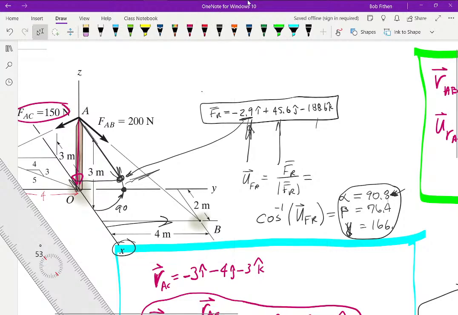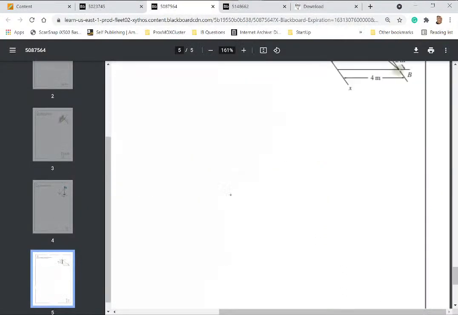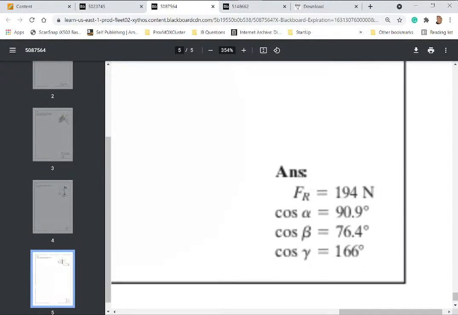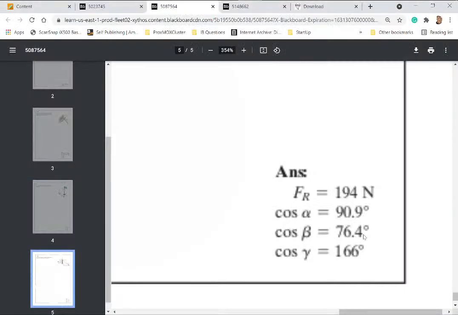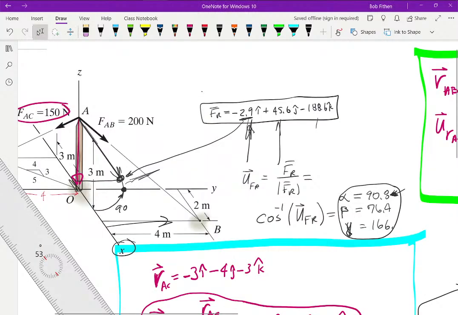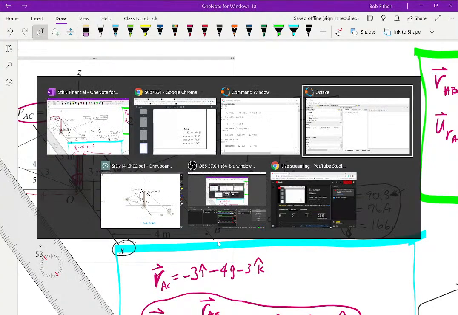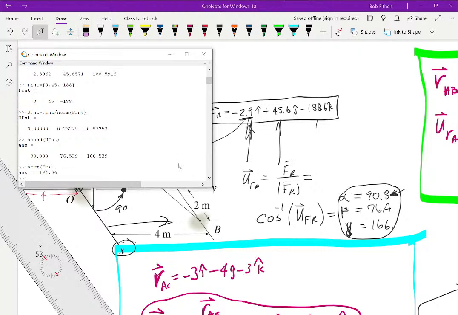I don't even know if I got the right answer. I might have not. I don't know that I calculated the actual resultant, but I have 90.8, 76.4, and 166. If we wanted to find the actual magnitude, I would do the norm of FR. I'd get 194.06.